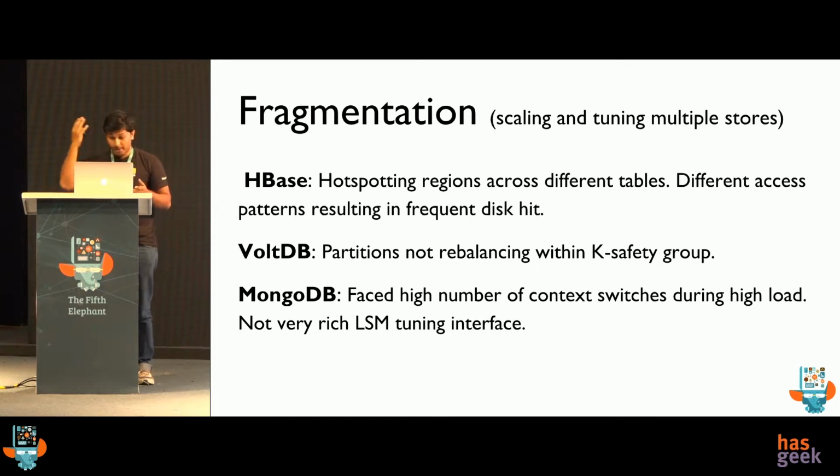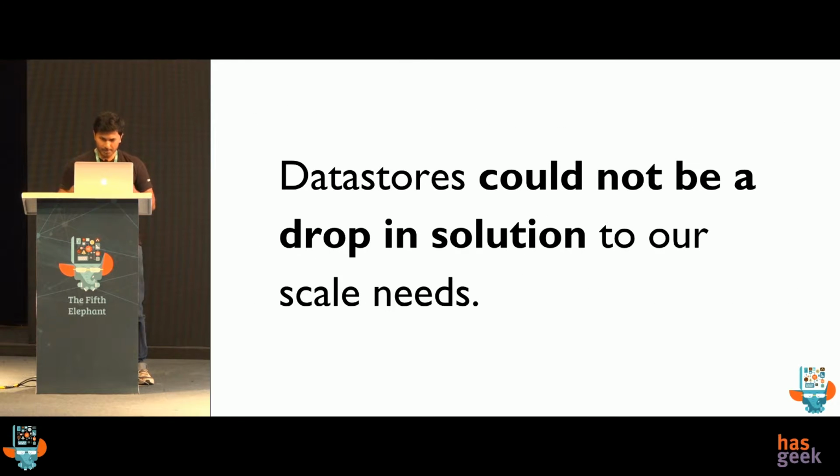With MongoDB, what I can recall is that in one of our NFR testing, we faced a high number of context switches, which was the symptom for the tail latency problem. And just by looking at the documentation on the web, we weren't really able to tune and fix our problem at that point in time. The point I'm trying to make here is that the open source data stores we used could not be a drop-in solution to our scale needs. We could not just choose a database based on our access pattern and expect it to work with the kind of scale requirements that were coming in.